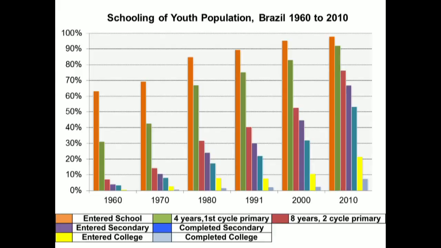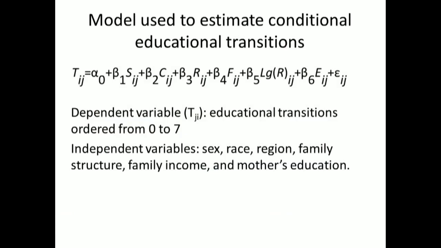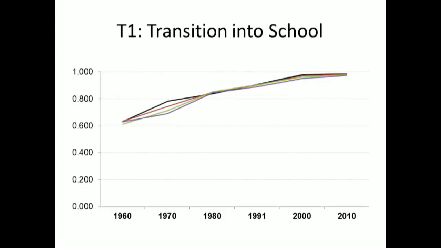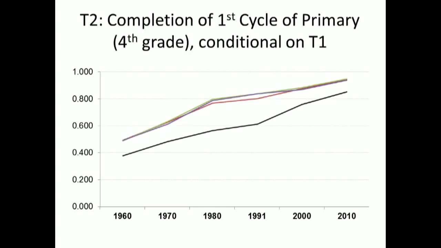What we do then is analyze each of these transitions based on a series of variables available in the census. We use sex, race, region, family structure, family income, and mother's education to explain these transitions. Let's see what happened for primary education, the first 3 transitions. These are the transition rates. People entering school increased a lot. Then these are those who entered school and completed 4 years of education. This is the tendency here.